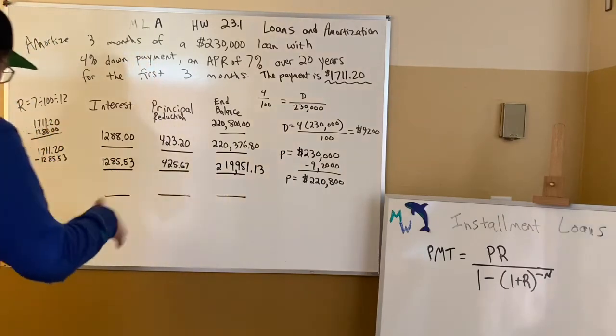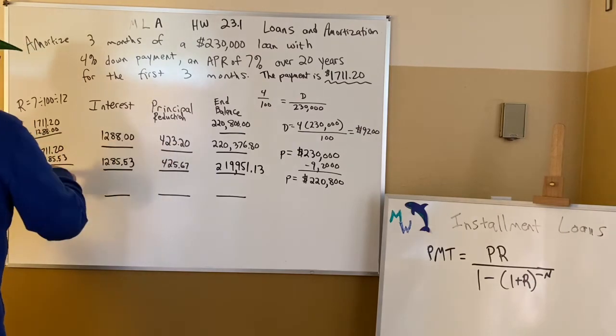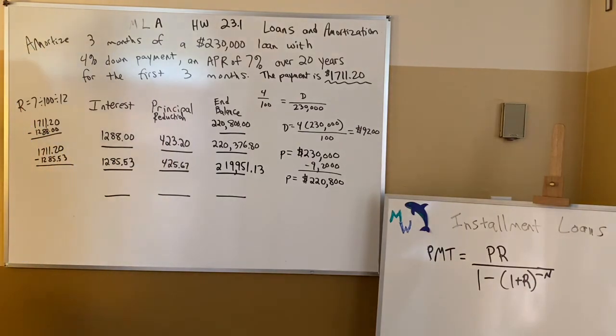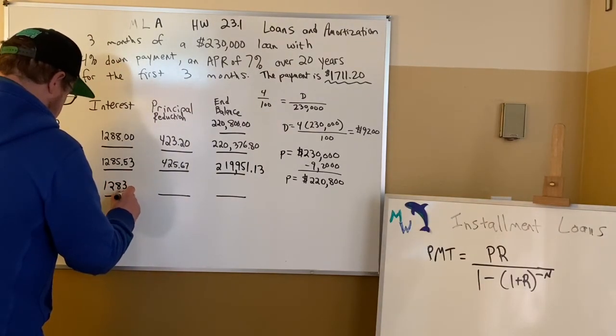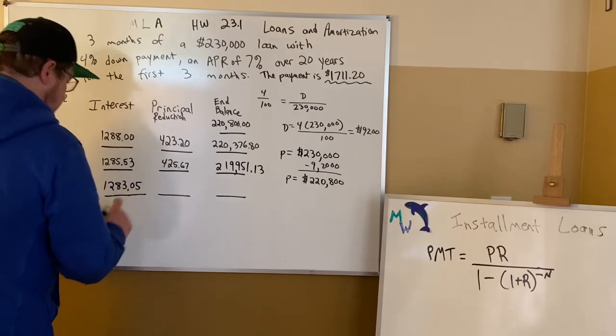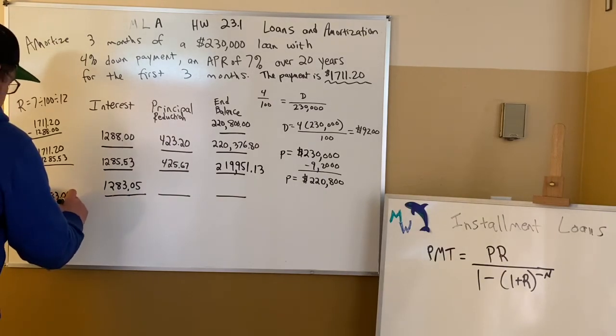And I'm going to take that and apply interest to that. Now I'm going to find my next interest, which should be a little bit less than I paid the month before. You multiply my balance as it sits there by 7 divided by 100 divided by 12, which equals 1283.05. Again, that's coming off 1711.20.